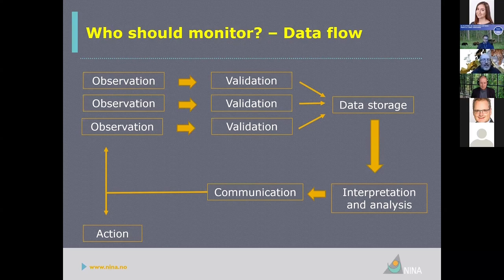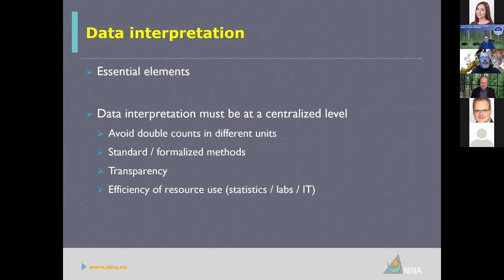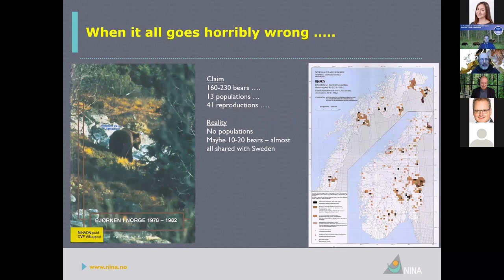So Jürgen is trying to give me the hint that I should be finishing up here, but I just want to end with one anecdote about where it can all go horribly wrong. In Norway, in the 1970s and 80s, people collected all sorts of observations of bears, stuff in the newspaper, reports from people, whatever. And these were very uncritically plotted onto a map. And they came up with an estimate of 160 to 230 bears in 13 populations with 41 reproductions.